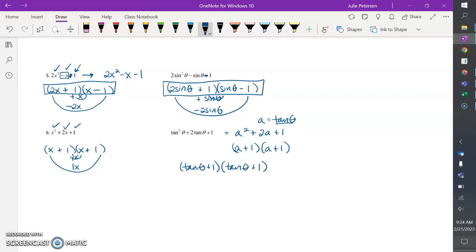So that's fully factored. And we just wanted to get a quick little refresher of some of our factoring in, because we're going to take the skills we've used before in factoring, and we're going to apply them now to trig functions. So you should be ready to go for your notes.